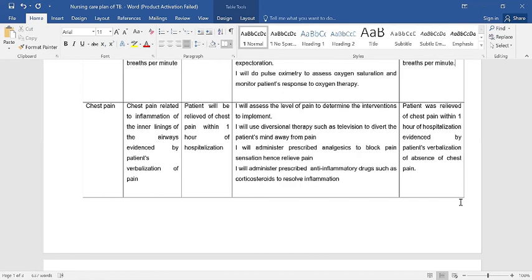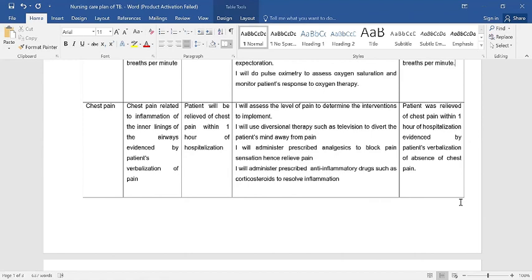So chest pain, nursing diagnosis will say chest pain related to inflammation of the inner lining of the airway, evidenced by patient's verbalization of pain. So because of the inflammation in the inner lining of the airway, the patient will experience pain.